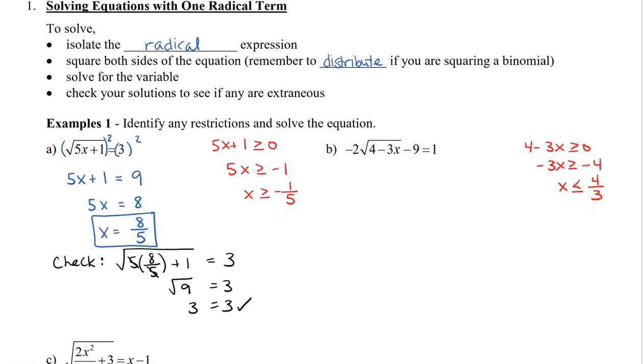Okay. So let's go ahead and we're going to isolate the radical. So I have a negative 2 times the radical, and then I also have a minus 9. So I'm going to move the negative 9 first by adding 9 to both sides because we need to add and subtract first to isolate. So adding 9 to the right, I then get 10. And then I'm going to divide both sides by negative 2. So I get square root of 4 minus 3x equals negative 5.